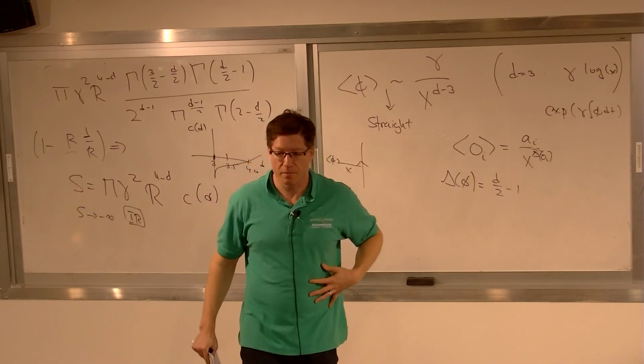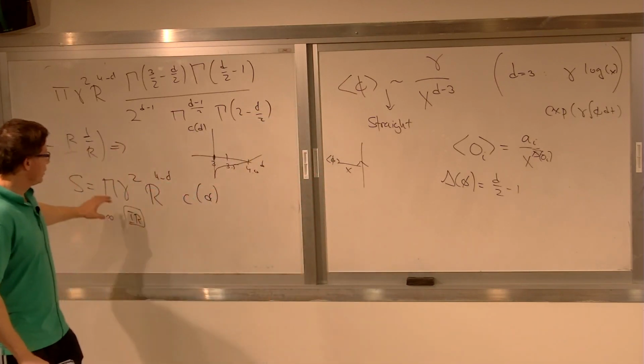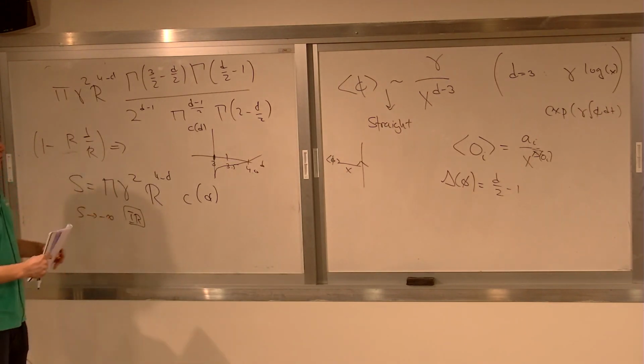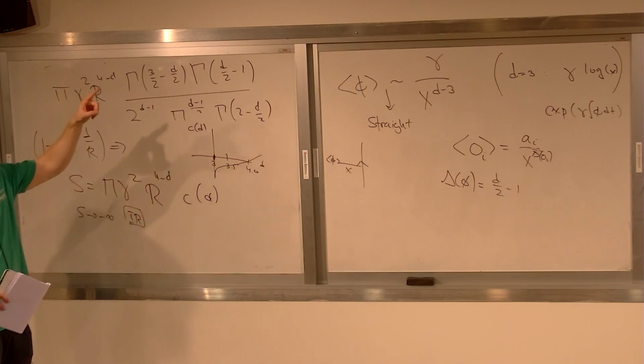What type of entropy are you calculating here? This is the defect entropy. Entanglement defect entropy, what does it mean? That's what I defined in the previous lecture. It's the expectation value of a circular loop.